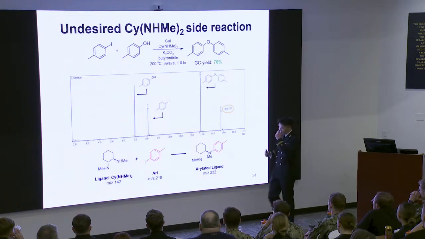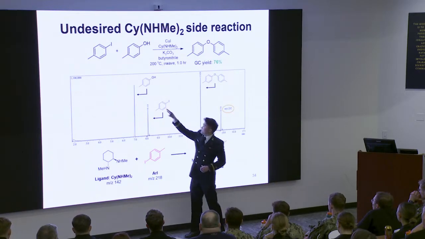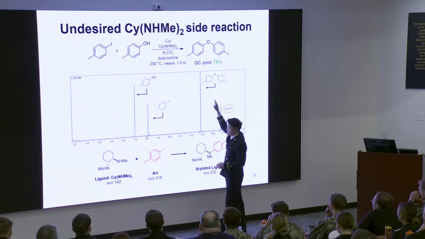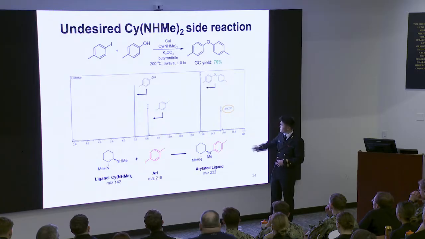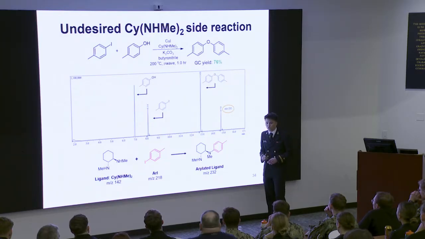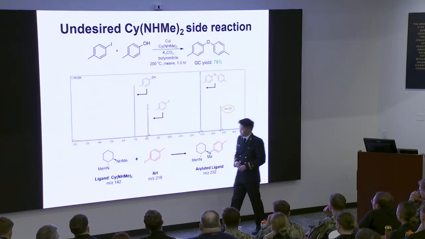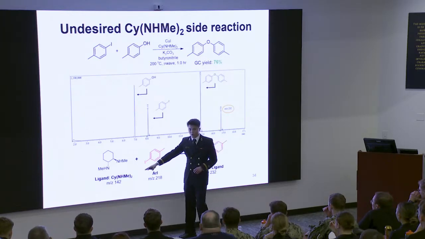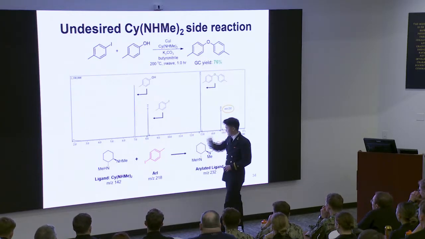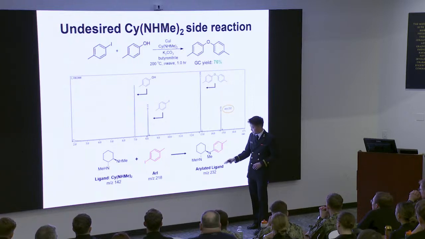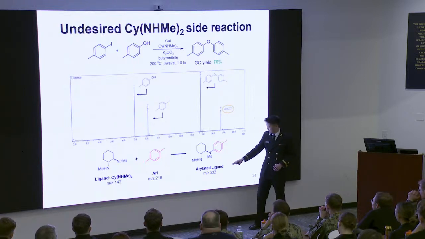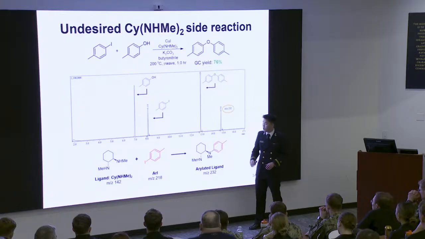Once again, in this chromatogram, we're able to identify our starting materials, our desired product, as well as this undesired side product, represented by this peak with a mass to charge ratio of 232. The ligand itself has an m/z of 142, and when coupled with one of the starting materials, we were able to calculate that the arylated cyclohexane-diamine ligand had a mass to charge ratio of 232, corresponding with this undesired product.